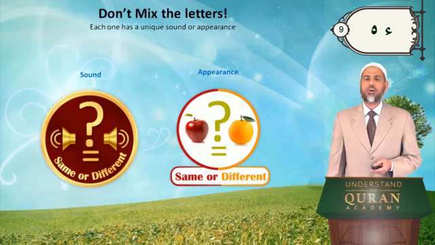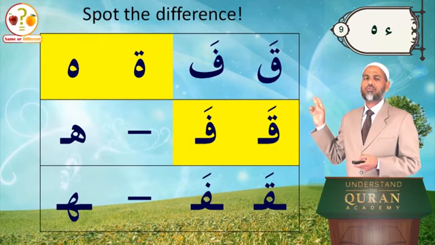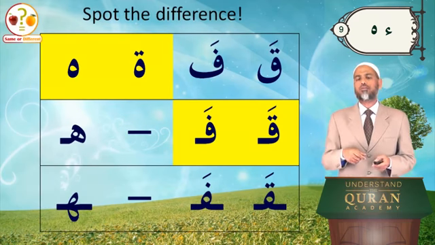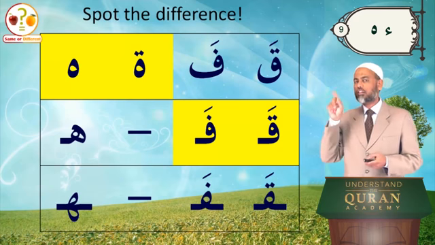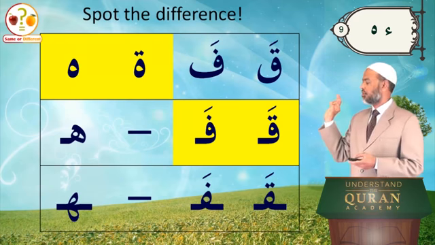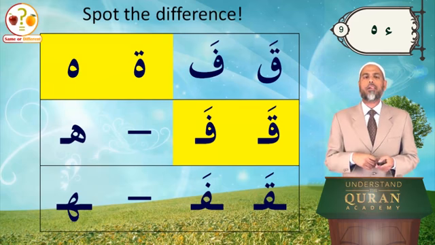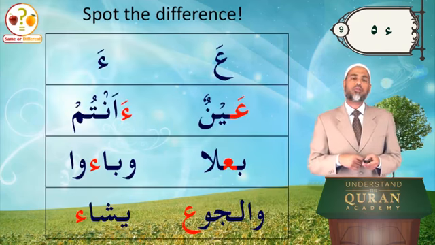Also, don't mix the letters between qaf and fa, because qaf has two dots and fa has one dot. And the circles: the point I kept here is because of the circles. The circles have connectors. In qaf and fa they have connectors. And here also notice the difference.